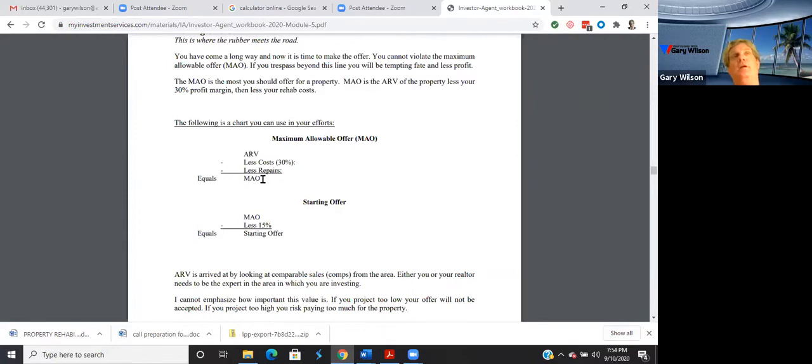I generally would stick to the tried and true methods myself. However, I work with flippers who've done what I just described there. So in any case, guys, that's really how you determine what price to offer on a flip.